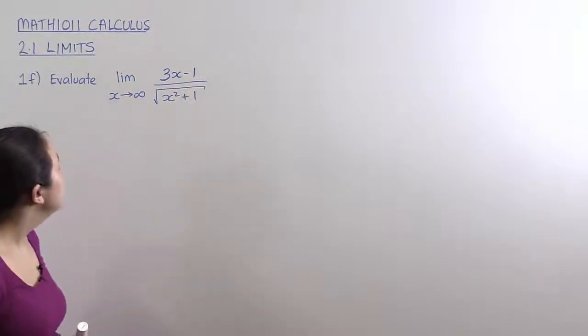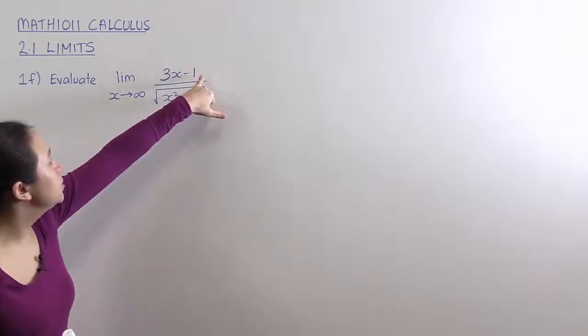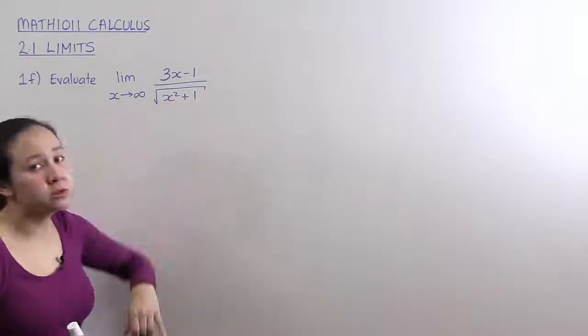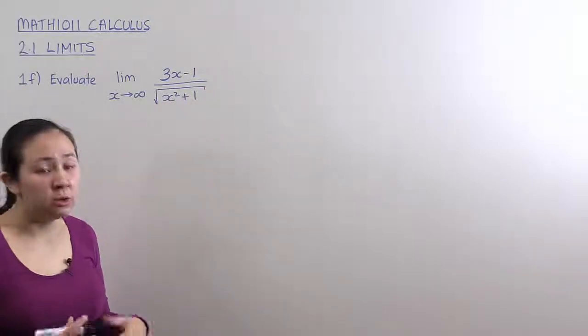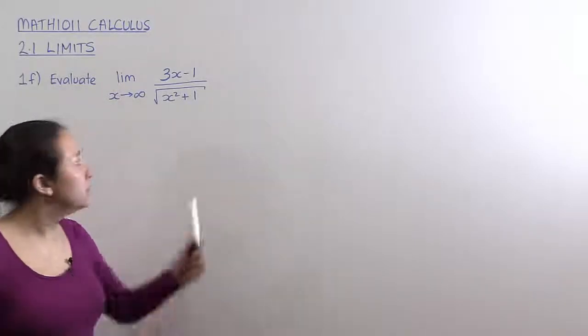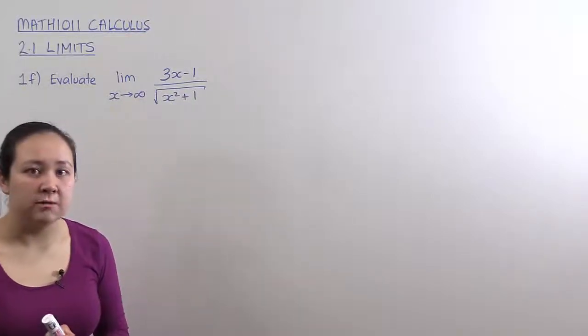plus 1. Initially when we look at this, if x is a large number, 3x minus 1 is going to tend to infinity, and the square root of x squared plus 1 is also going to tend to infinity. So we don't really know what this is going to be. It's like a huge number over a huge number. So we're going to need to simplify this expression here to be able to evaluate this limit.